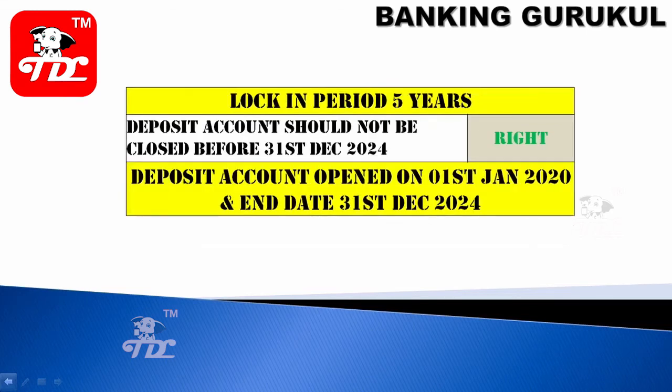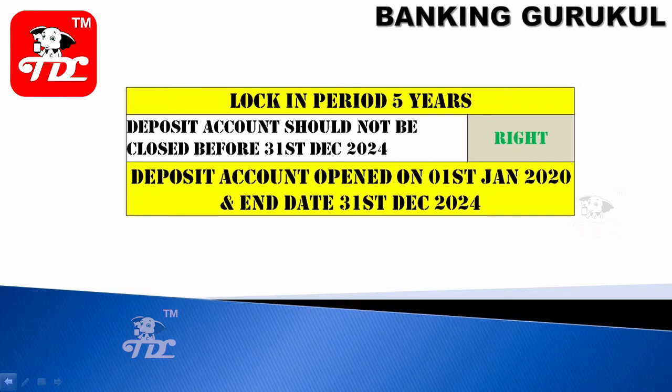Lock-in period. Yes, you can see a lot of deposits have lock-in periods: 1 year lock-in, 5 years lock-in, 3 years lock-in. Lock-in period means if you open a deposit today with a 5 years lock-in, then for the next 5 years you can't close this deposit, but you can receive interest from these accounts. My scenario is like this: I opened on 1st January, the lock-in period will be up to 31st December 2024. From 1st January 2025, yes, I can withdraw money from my deposit. So if a lock-in period is there, you have to test it.